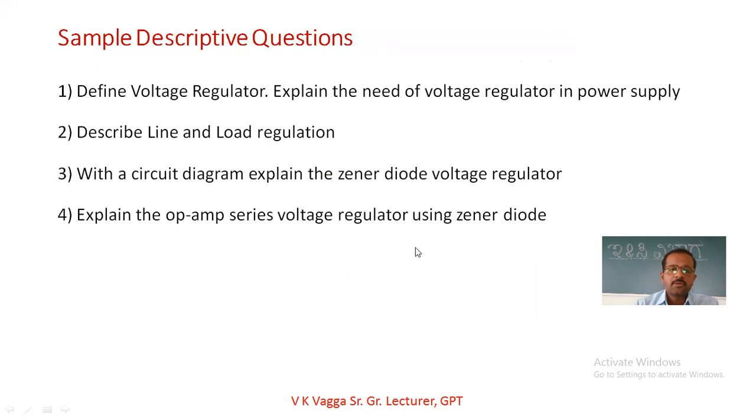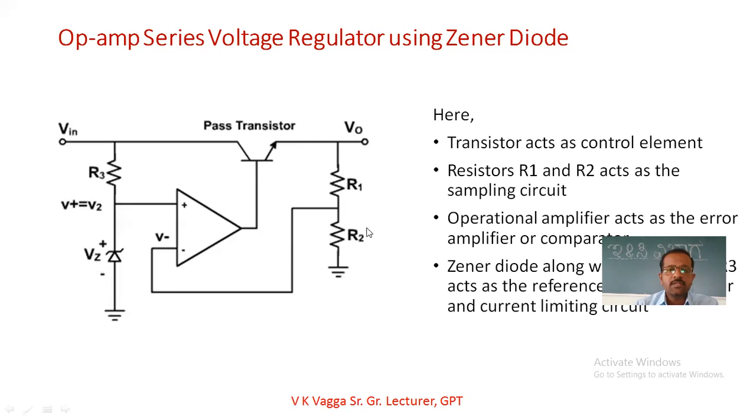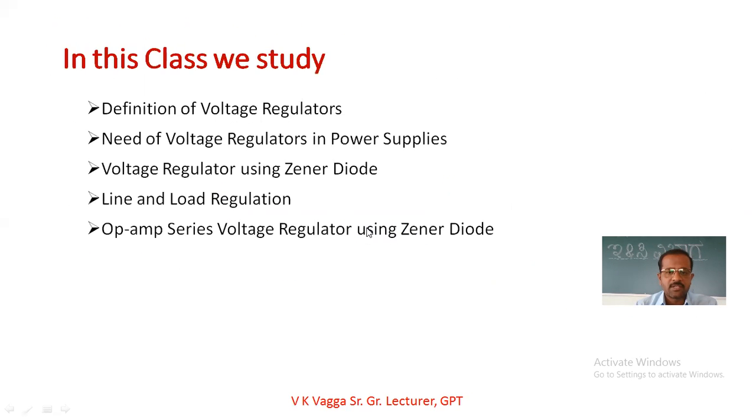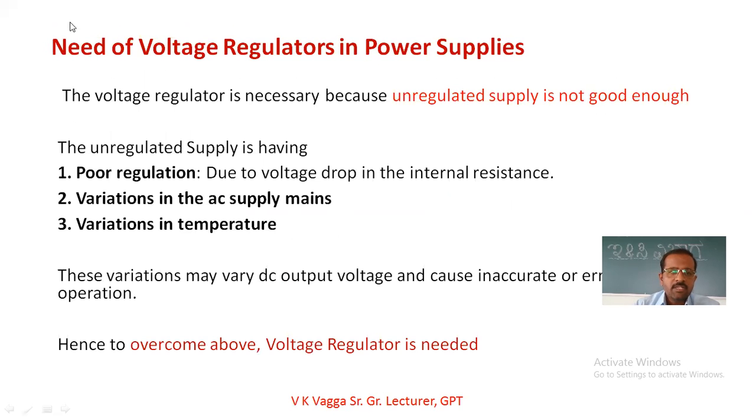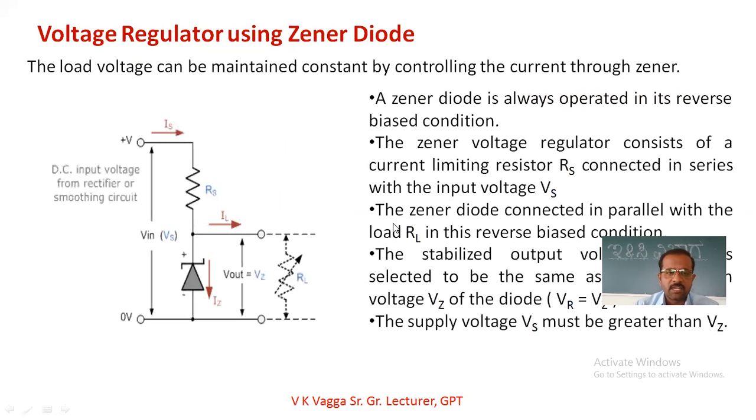Okay, so this is all about the voltage regulators. In this class we have studied the definition of the voltage regulator: the output voltage is to be maintained constant. What is the need for voltage regulators? It should overcome poor regulation, and it should overcome the variations in the AC and in the temperature. This is the need for the voltage regulator.